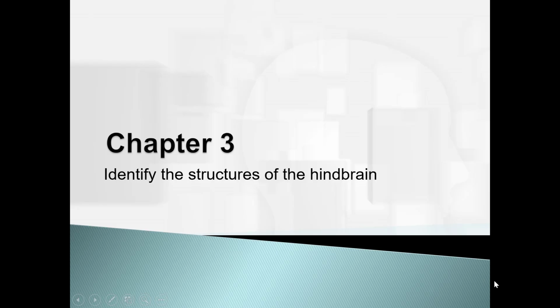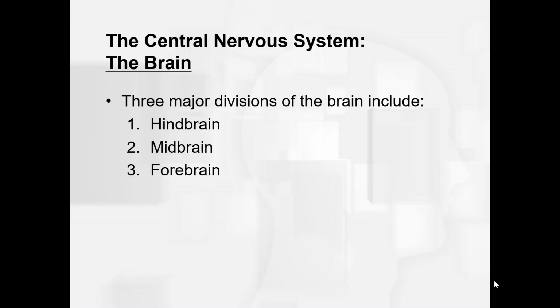This video will begin our journey through the brain. We're going to start at the base of the brain in what's called the hindbrain. So there are three major divisions of the brain: the hindbrain, the midbrain, and the forebrain. And we'll go through the different regions contained within these different divisions. We're going to start in this video in the hindbrain.